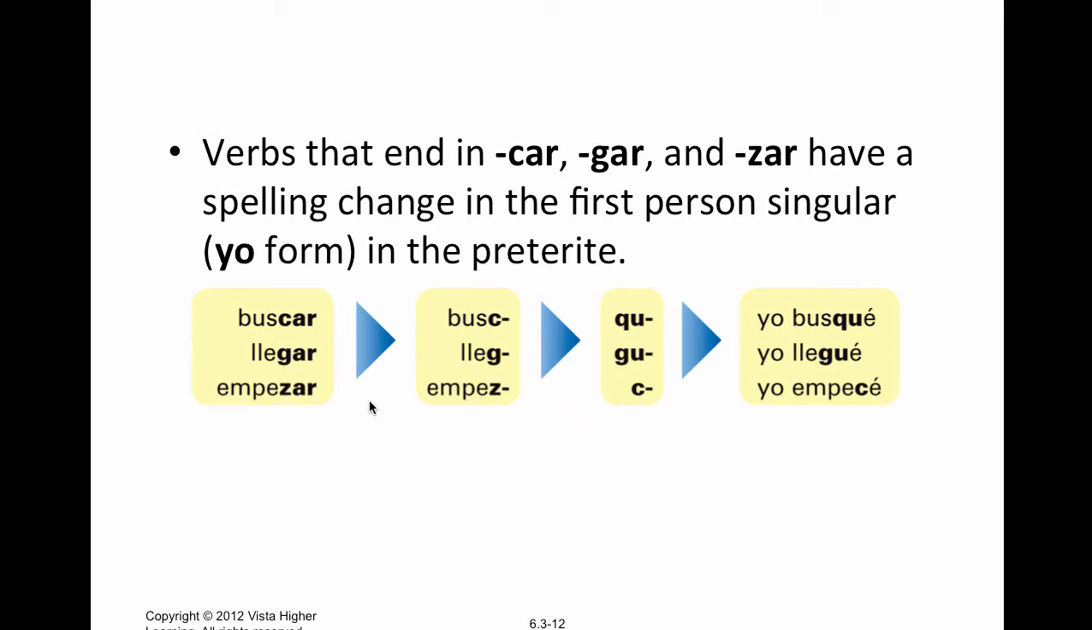Verbs that end in car, gar, zar have a spelling change in the first person singular, the yo form, in the preterite. Okay, so we have here buscar. We see that this C-A-R will turn into a Q-U in the preterite. Yo busqué. Llegar, it's a gar verb, will actually change to a G-U. Yo llegué. Empezar, we have that Z-A-R. Actually, it'll turn into a C, strangely enough, and we have here yo empecé.